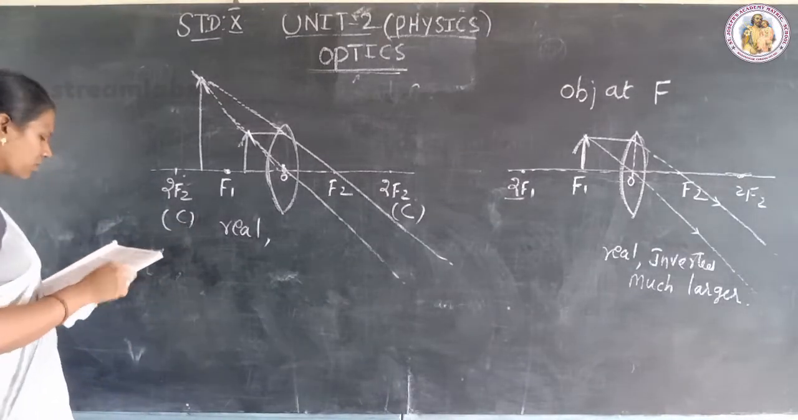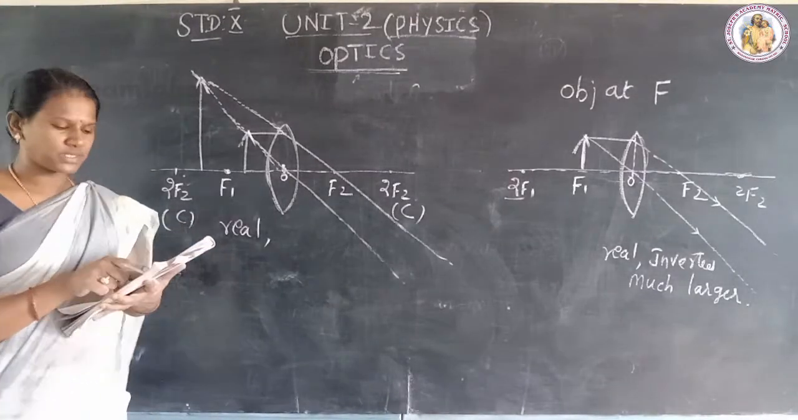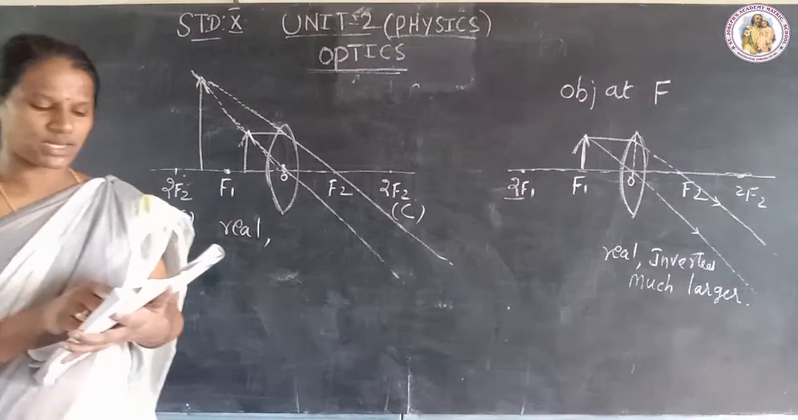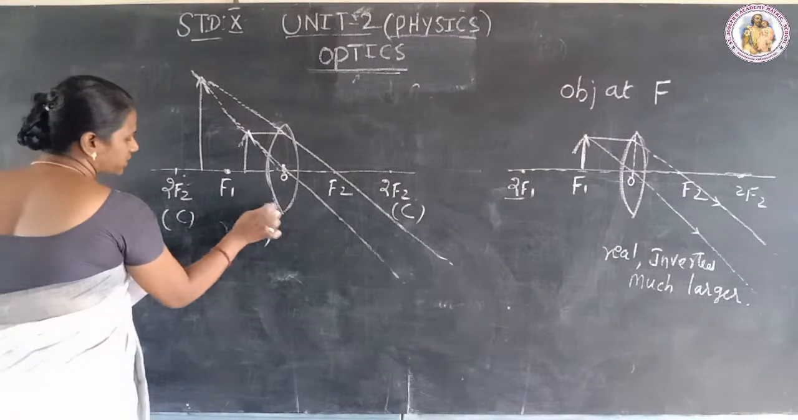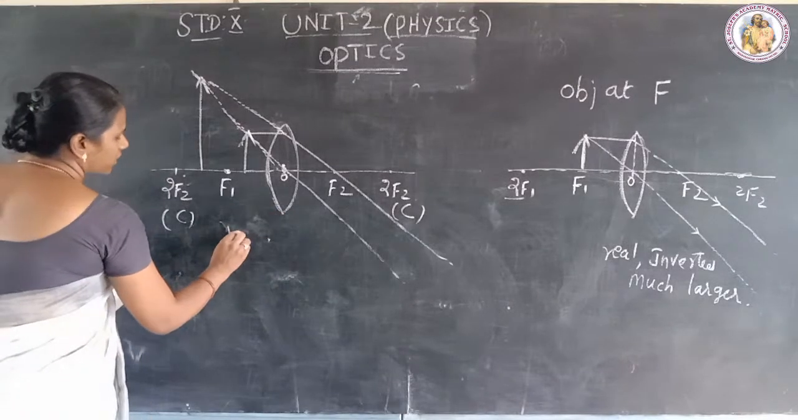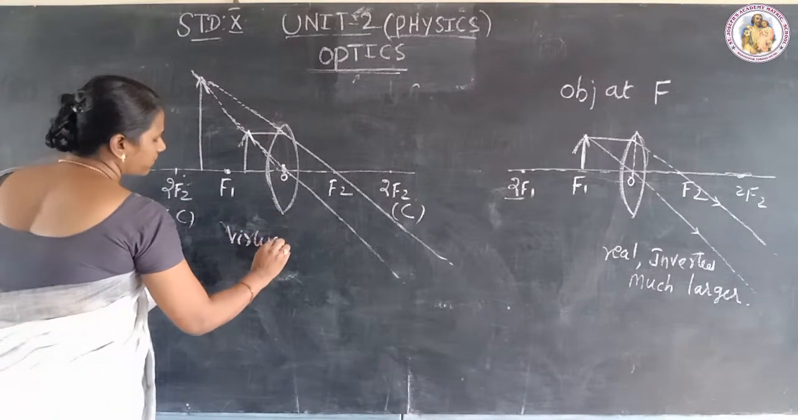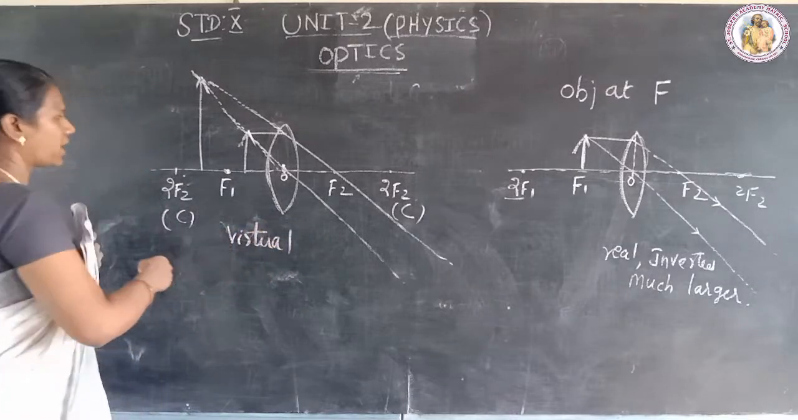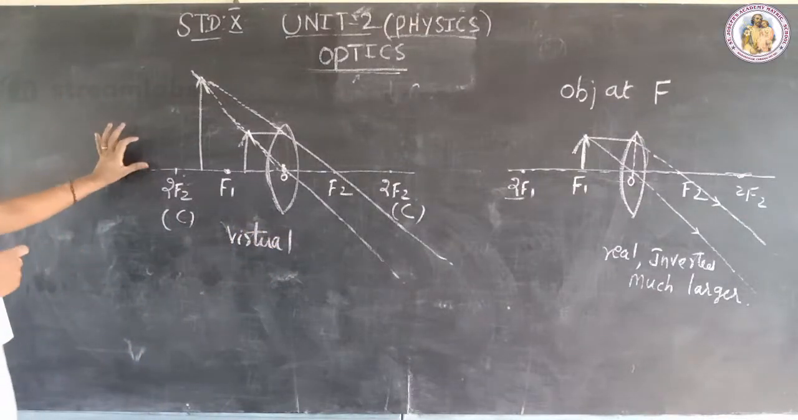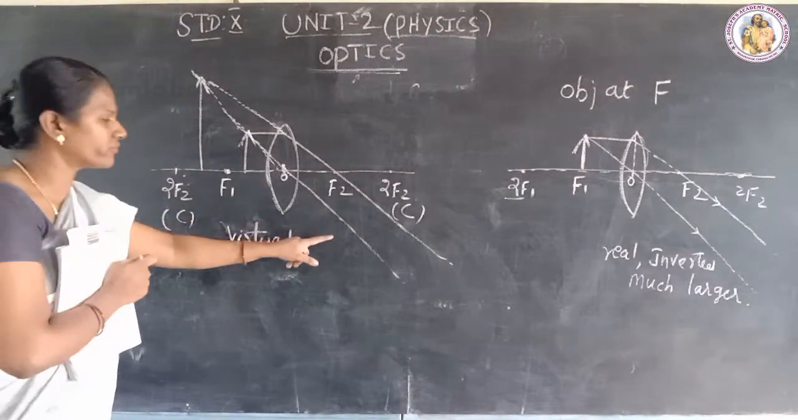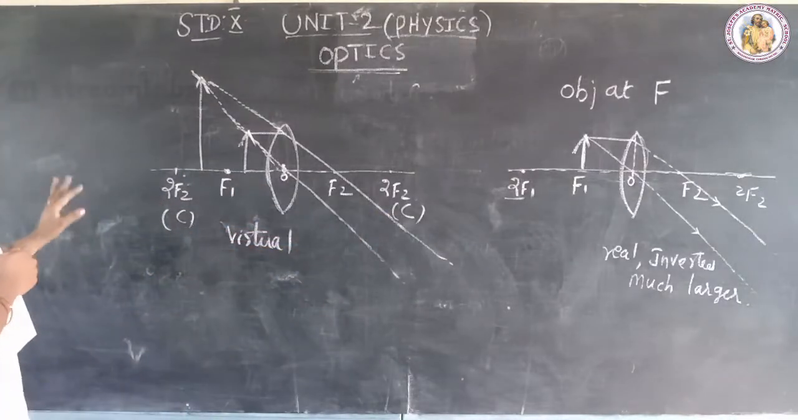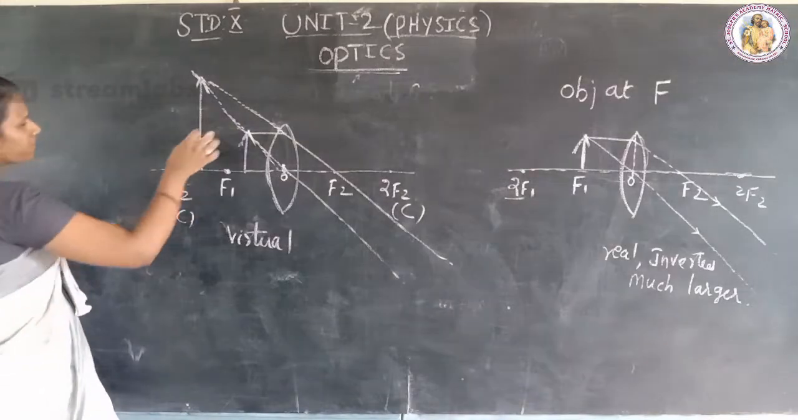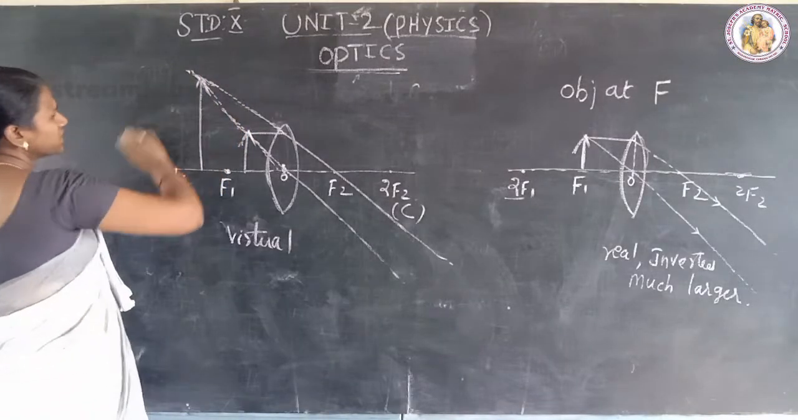Sorry. So when an object is placed in between principal focus and optical center, a virtual image is formed. Sorry, this is a virtual image. Where actually the image is not formed by the intersection of the refracted rays. So this actually is a perception.